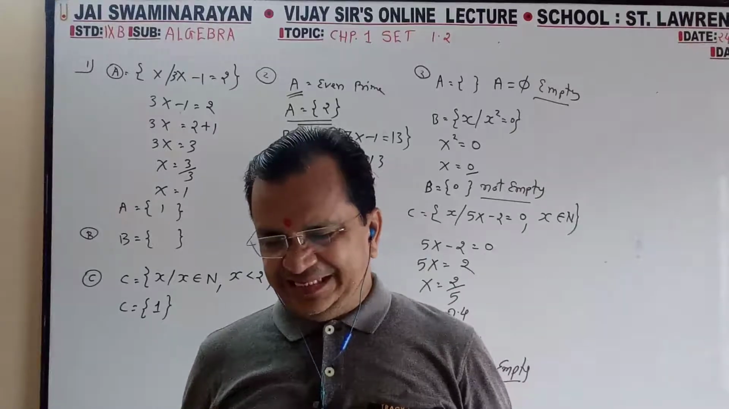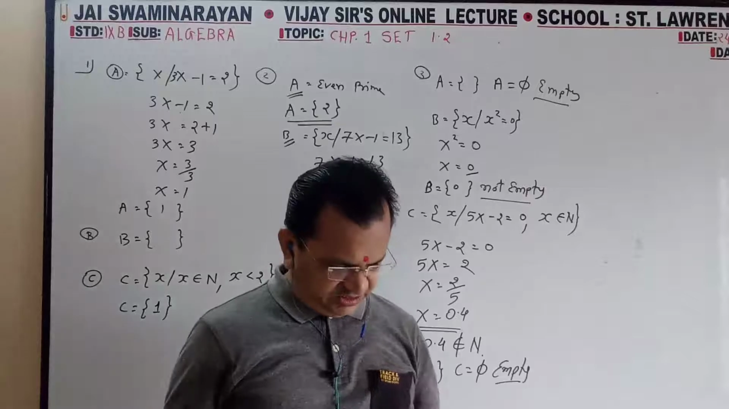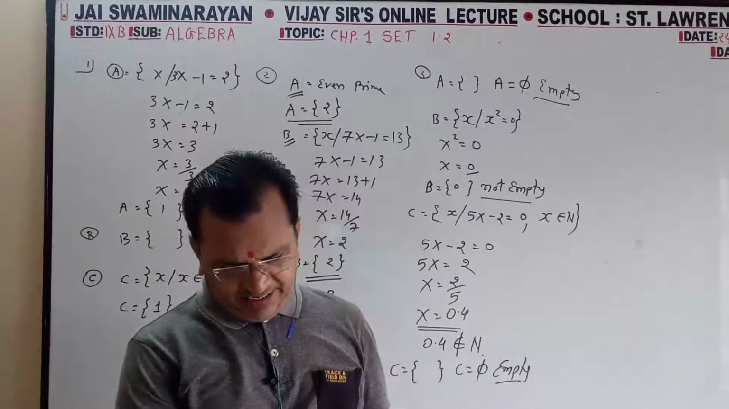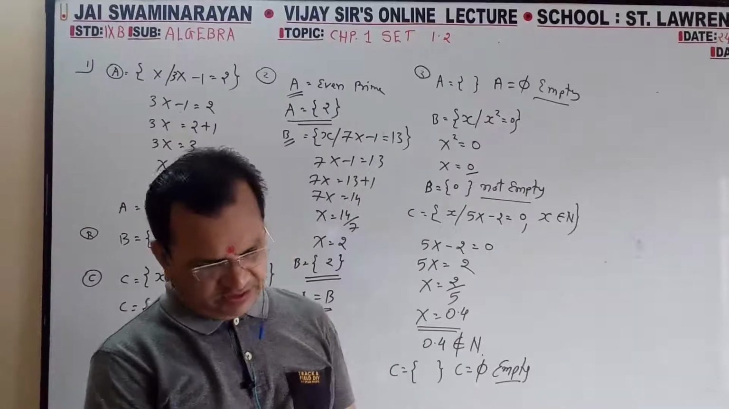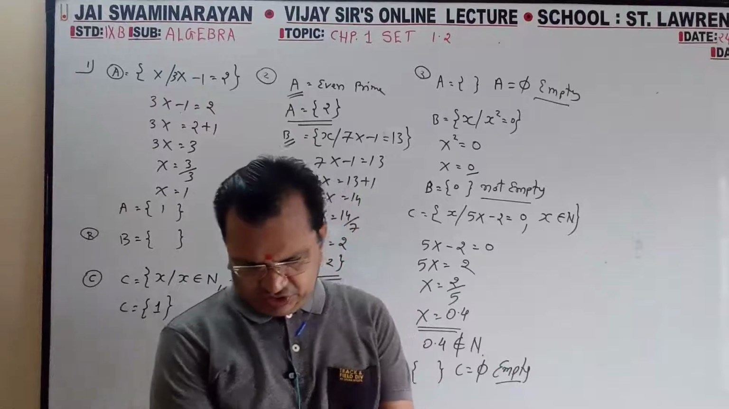Finite, infinite. There are 7 sets given. We have to classify finite and infinite. Correct?